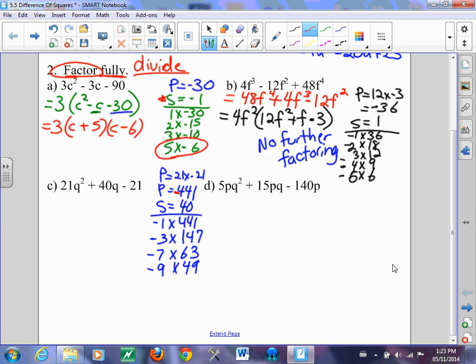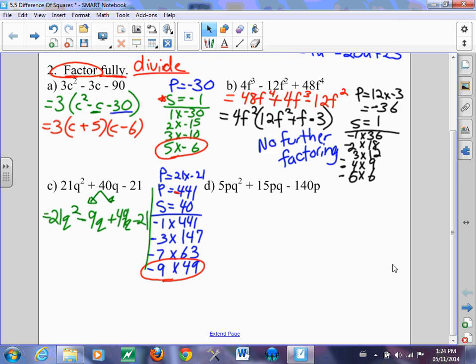All right, taking a look, is there one here, ladies and gentlemen, that has the sum of 40? That's this one here. Okay, because this is decomposition, we're splitting the middle term up, okay? So we write the first term as is, 21q squared, and then I'm going to go minus 9q plus 49q and minus 21. Okay? So now I've split the middle term. Now I'm going to say, hey, what's common in my first two terms? Okay, and that's going to be a 3 and a q. So what's left over? 7q minus 3.